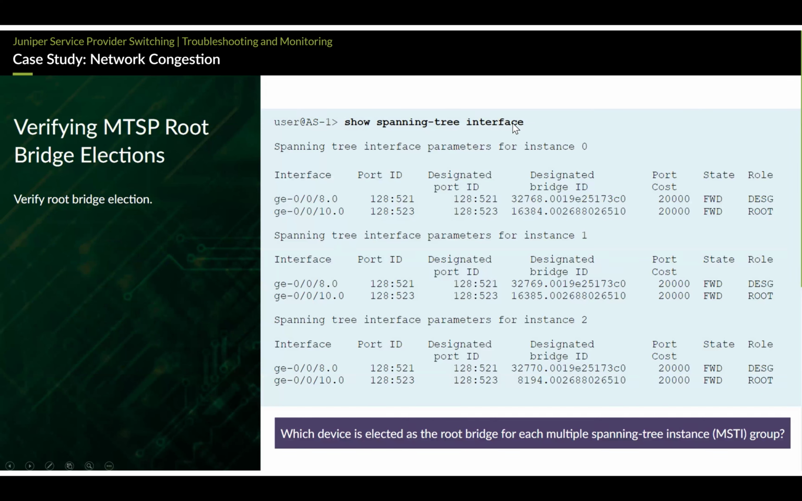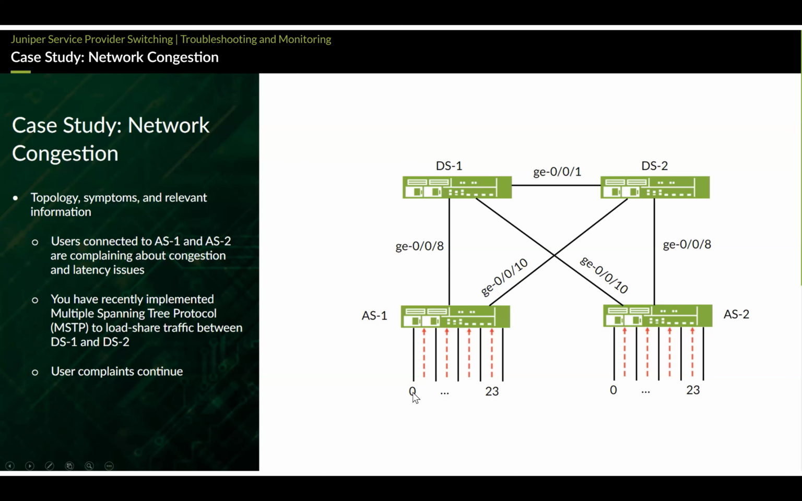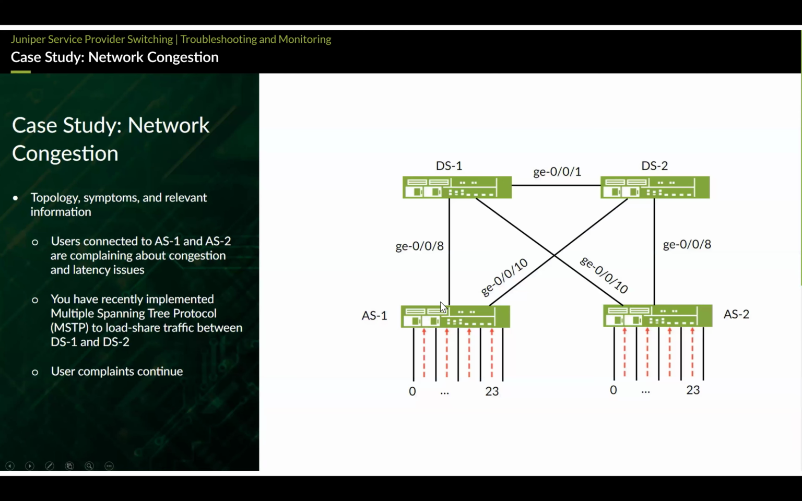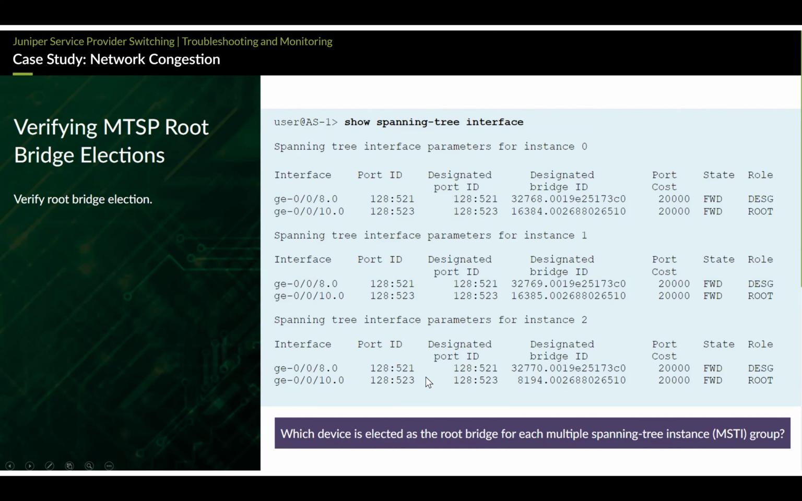On access 1, show spanning-tree interface. This is instance 0, this is instance 1, and this is instance 2. See here, the VLANs are 0123, 0123. So instance 0, this is instance 1, two interfaces, 8 and 10. For instance 2, there are two interfaces also, 8 and 10.